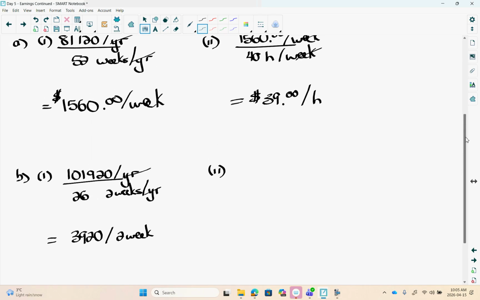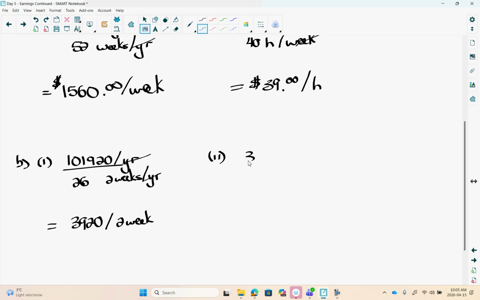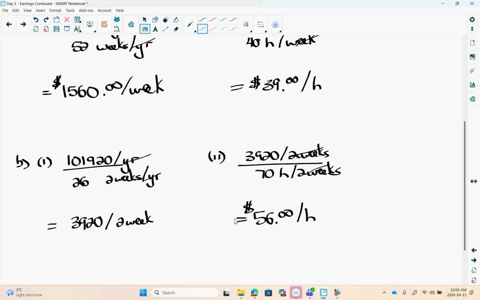Now, step 2. How many hours does he work every 2 weeks? 70. So I have to go 3,920. That's what he gets paid every 2 weeks. And I'm going to divide that by 70 hours every 2 weeks. Those would cancel. What's 3,920 divided by 70? $56 per hour.